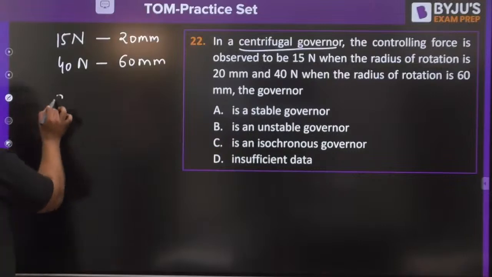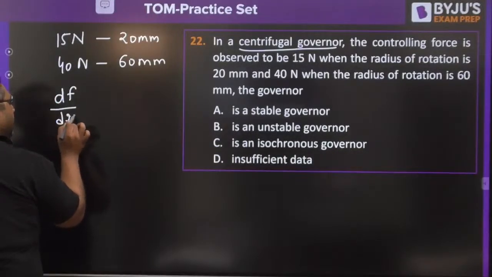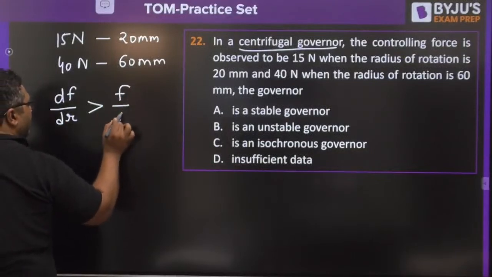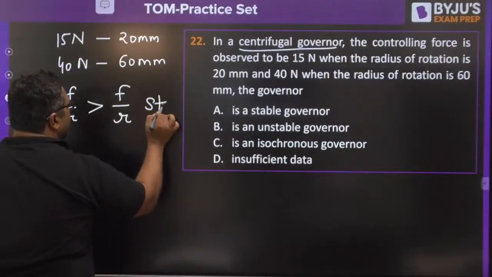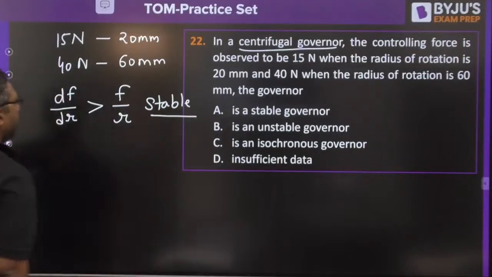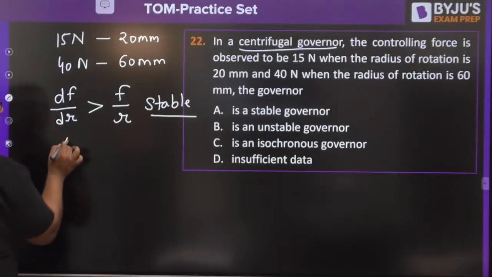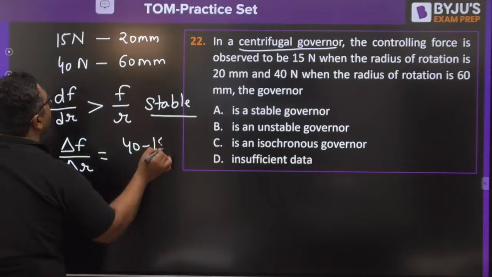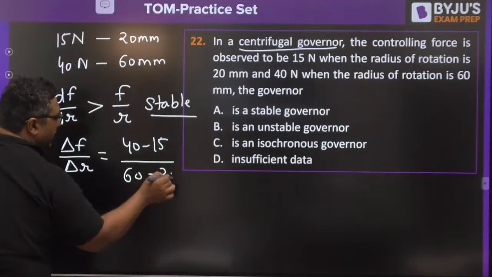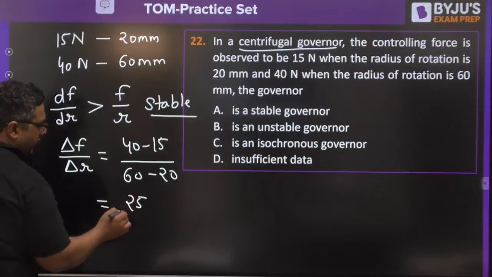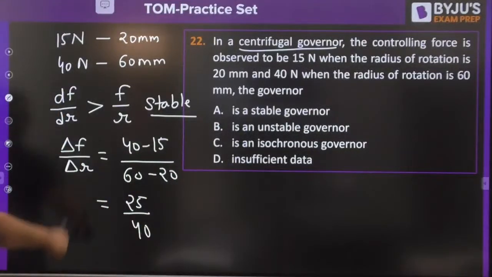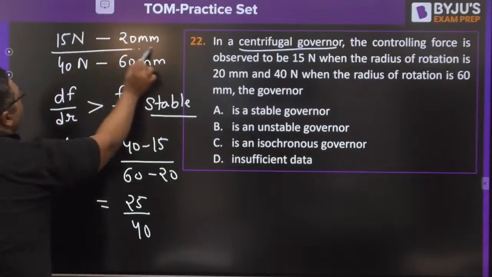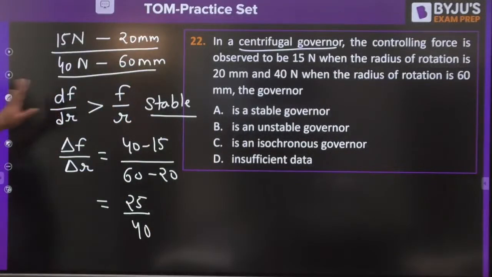So my dear, if dF by dr is more than F by R, this is the condition of a stable governor. dF by dr is nothing but delta F by delta R. Delta F is 40 minus 15, delta R is 60 minus 20. So 25 by 40, this is delta F by delta R. And if you find F1 by R1 and F2 by R2, if it is more than this, it is stable. Less than this means unstable. So please tell me the type of governor.